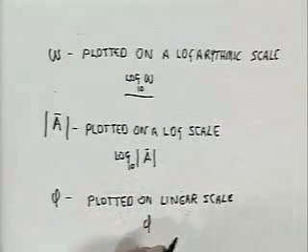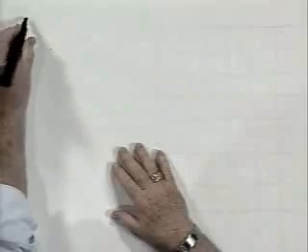So phi is plotted simply as a real number on a linear scale, whereas the frequency is plotted on a logarithmic scale and the magnitude of the transfer function is plotted on a logarithmic scale. The way to best understand Bode plots is to look at a couple examples. So I'm going to work through 2 or 3 examples.